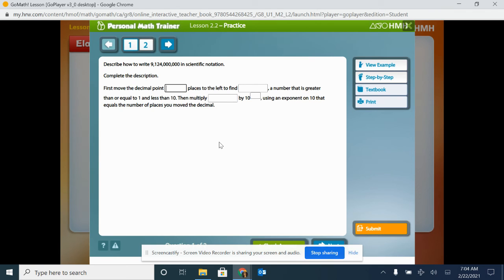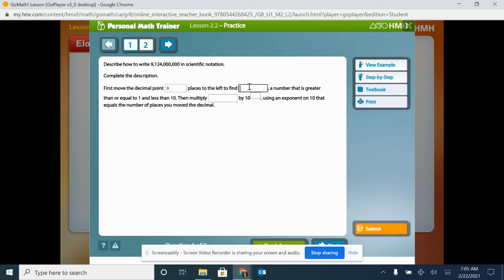So on this one, it says describe how to write 9,134,000,000 in scientific notation. Ones, thousands, millions, billions. Complete the decimal. First, move the decimal. How many places? I'm going to put it right after the 9. So right after the first digit. So that's going to be 9 places to the left.